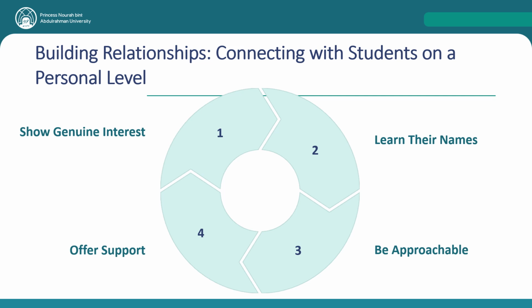Building positive teacher-student relationships. Students are more likely to respect classroom rules when they respect their teacher. Strong relationships create a sense of belonging. 1. Show genuine interest. Get to know students beyond academics. Ask about their hobbies, interests, and goals. 2. Learn their names. Using names creates connection and accountability.